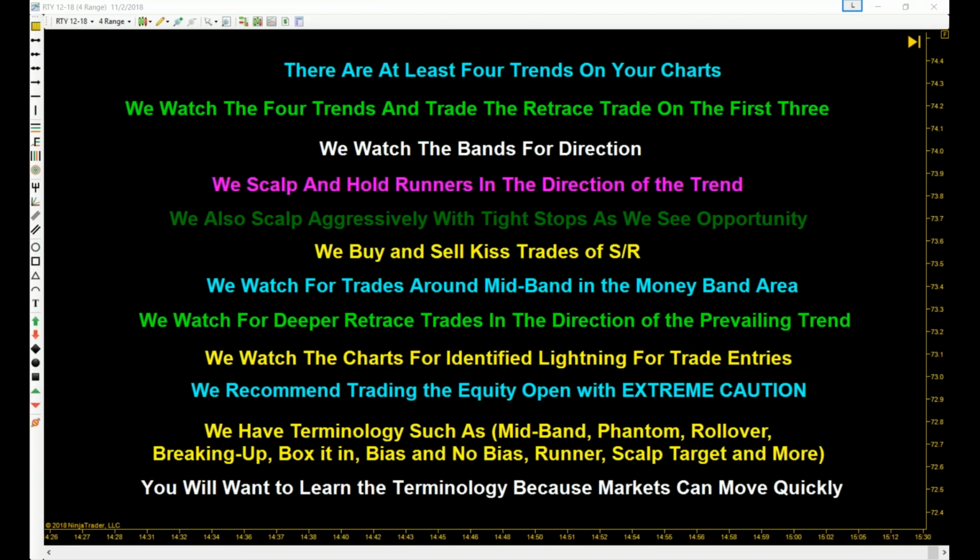We watch those bands for the direction of the trend. That's basically your dynamic trend on your chart. You may have power trend on your chart. Same thing. And you've also got it in Object Trader too, as far as trail stops and things like that. Now we scalp and then we hold runners in the direction of the trend.